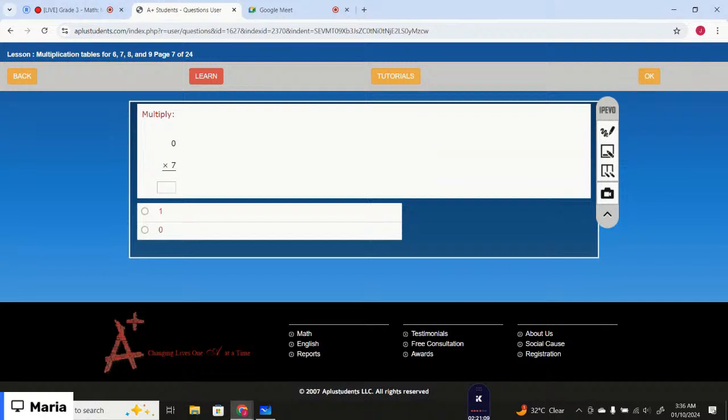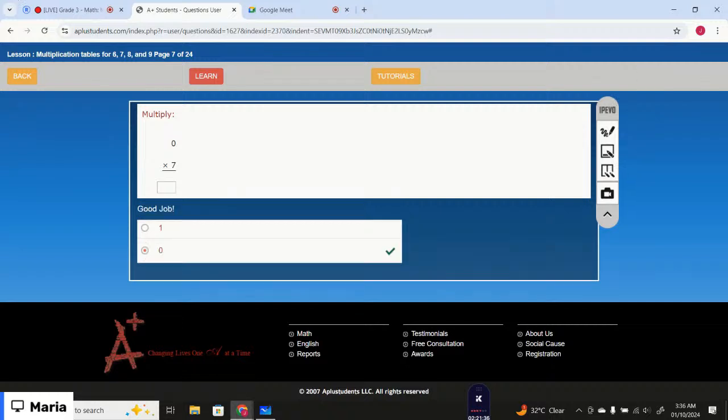0 times 7, which is the correct option. Which one 6? Can you please write the question? For which question you are asking? 0, 6 times 0 is 0. Any number multiplying by 0 is 0. Yes, 0 times 7 is 0. Option number 2 is the correct option.